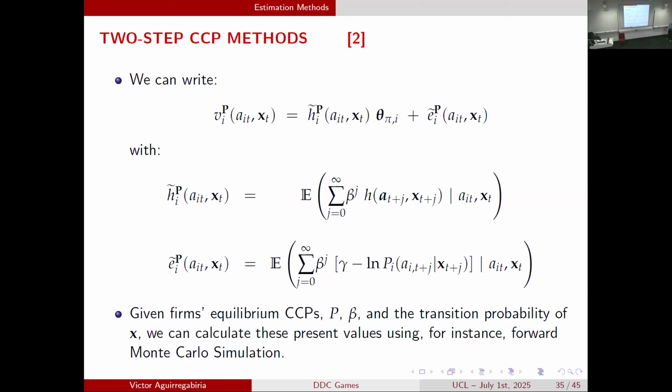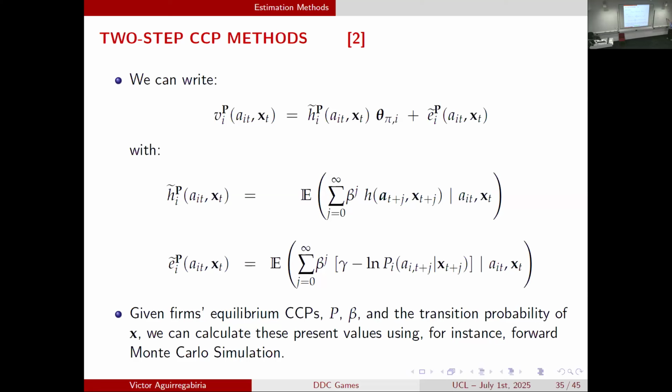Alternatively, you can use forward Monte Carlo simulation, but that is going to be an approximation. This will give you exactly the values of these objects. And of course, there is a curse of dimensionality in the computation of this matrix. But solving once for the best response of a player involves inverting this matrix multiple times, if you use a Newton-Kantorovich iteration.